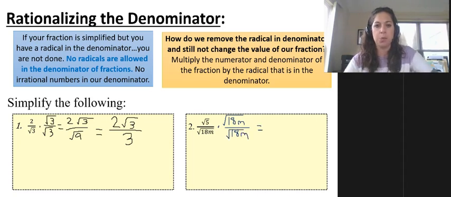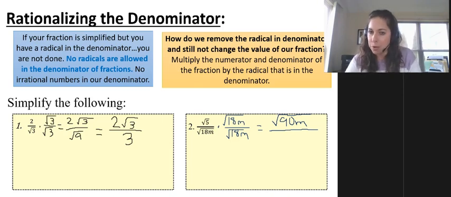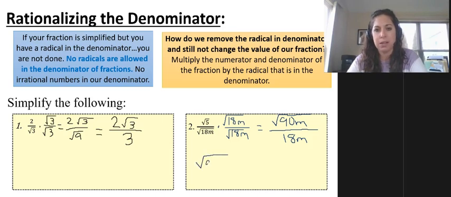So my numerator, let's see, 5 times 18 gives us 90. So on top I'm left with 90m all under my radical, so make sure it's long enough there. All over, well, 18m times 18m, well, 18 times 18 is 324. The square root of 324 is 18. So it's 18m that I'm going to be left with. Now, let's look at the square root of 90m. Let's see if we can reduce that any.